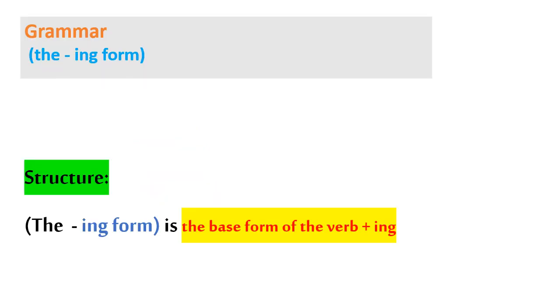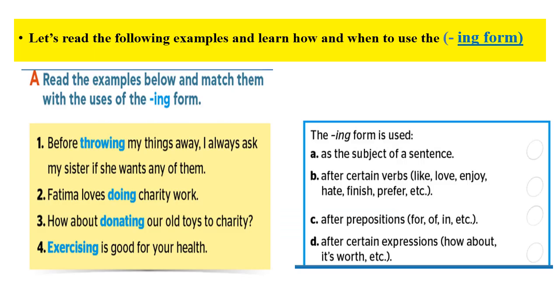Part 3. The ing form. What is the ing form? Well, the ing form is a combination of the base form of the verb plus ing. So here we understand that when we have the base form of the verb plus ing, it's called the ing form. Well, let's read the following examples and learn how and when to use the ing form. Let's start right away from here. The ing form is used in the following cases.